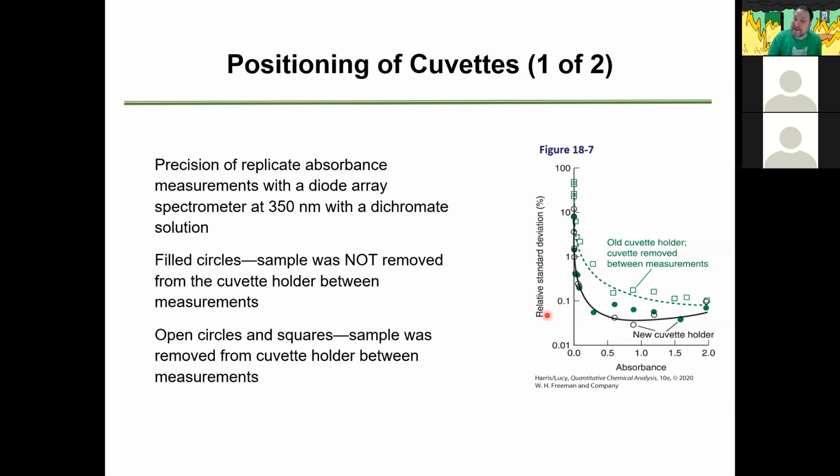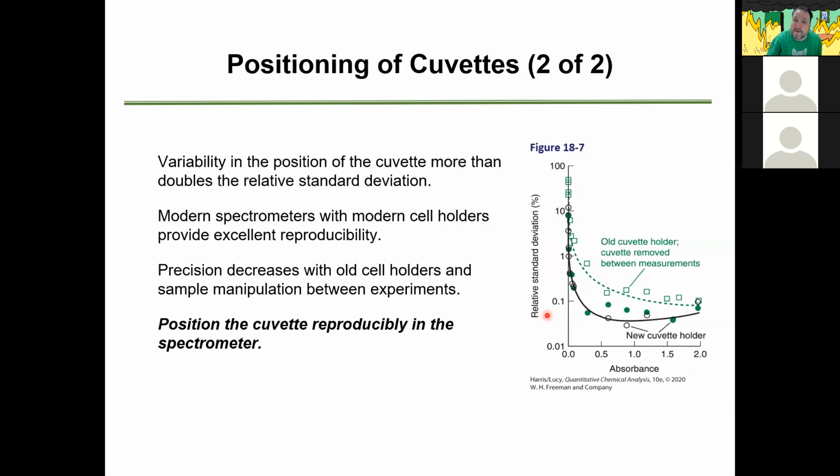So you've got to be careful that if you can, leave your sample in the same way the whole time. But if you can't, just be aware that you may have some positioning error. The variability in the position of the cuvette more than doubles the relative standard deviation. Your standard deviation is like a percent, so you're going from like a 1% up to a 10%.